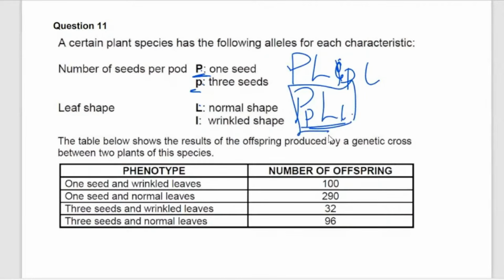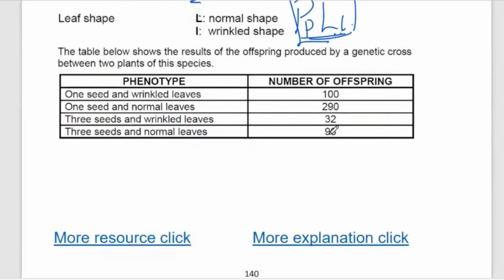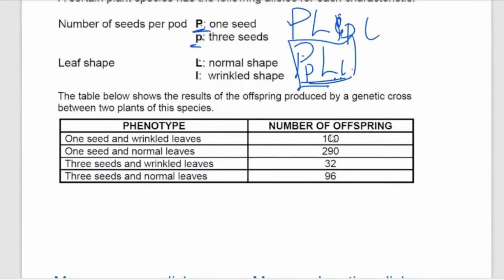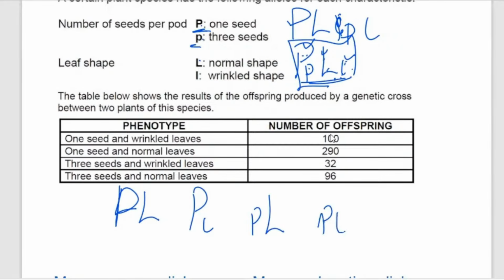And if they ask you to identify the gametes from here, then it is still fine. You will say that P goes with L. Capital P, capital L. So this one is done. Now P again with the small l, capital P, small l. So it's done. This with this now, small p, capital L. Then this with this, small p, small l.